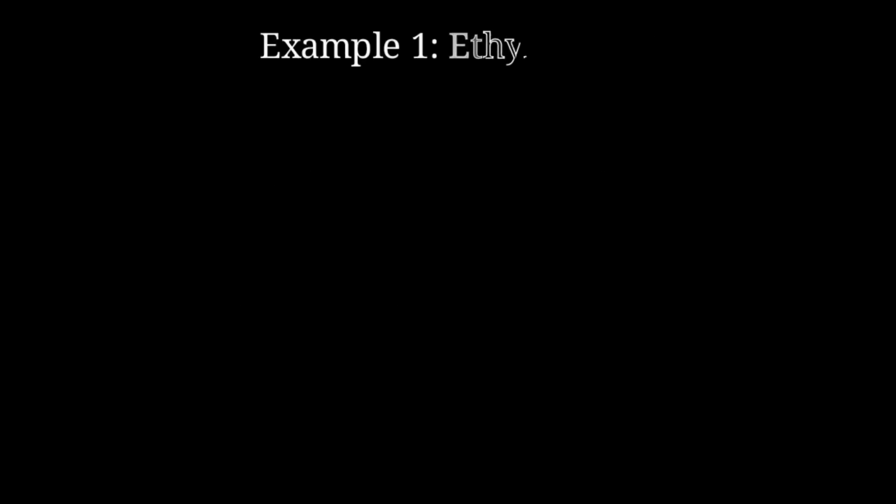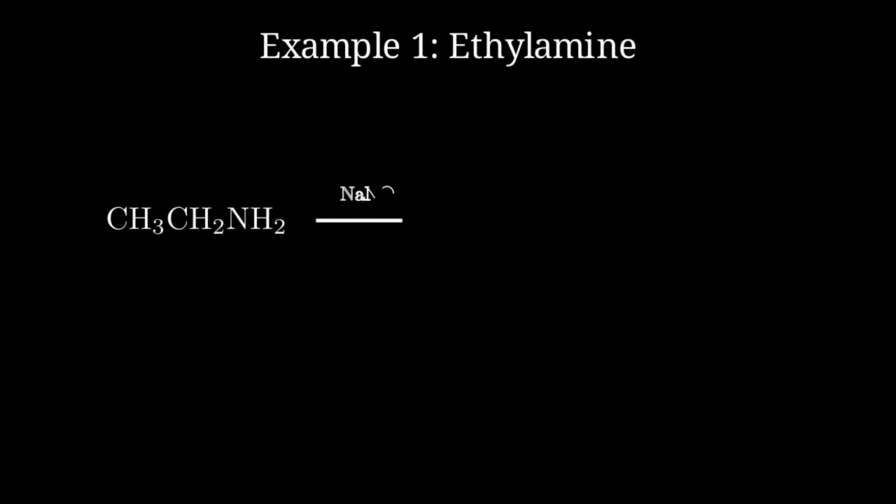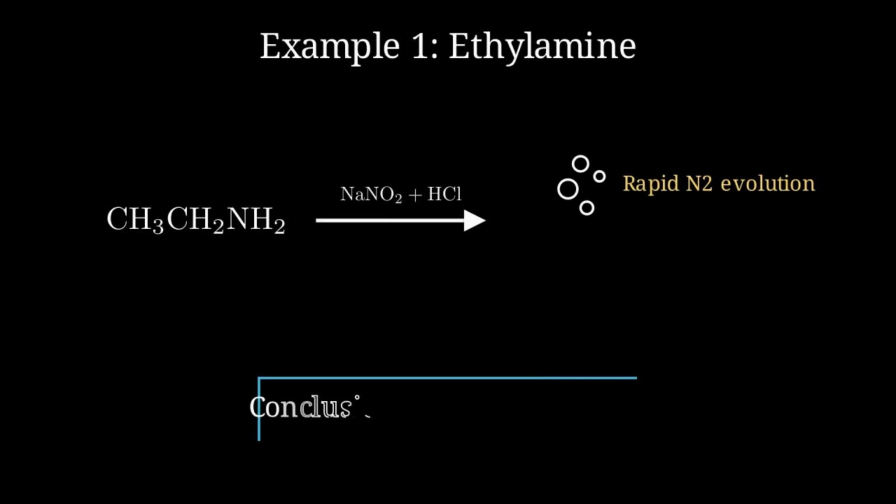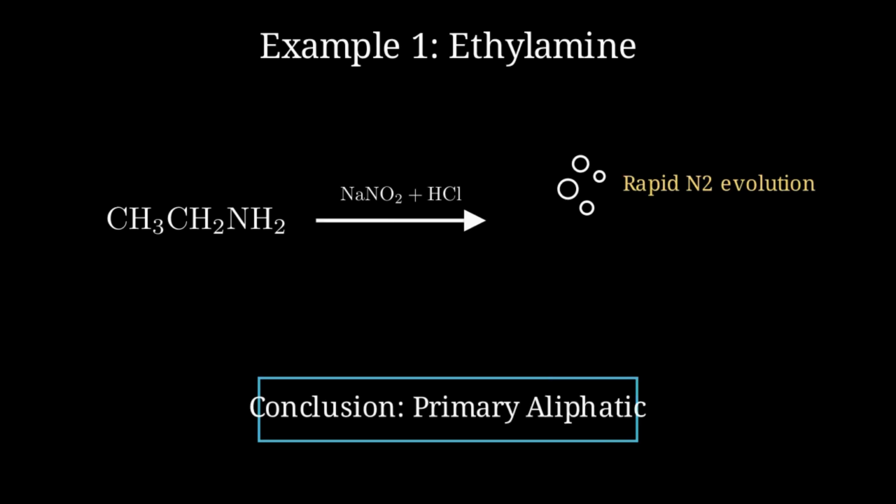Let's apply our knowledge. If we add nitrous acid to ethylamine, we see immediate bubbling. This gas is nitrogen, confirming that ethylamine is a primary aliphatic amine. The remaining liquid in the tube is ethanol.